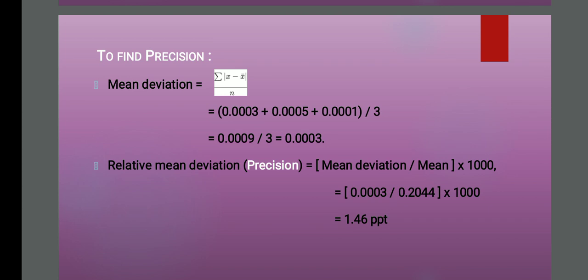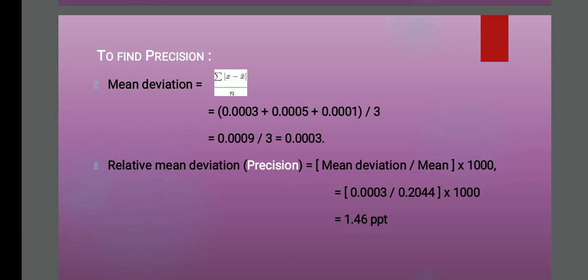Previously we have seen clearly about accuracy, and now we are going to see clearly about precision. I'll repeat, because these problems are very important and easy to calculate, so you can understand very easily as you are listening in the class. First, we have already calculated the mean value, so there is no need of repeating the same thing again. The mean value is 0.2044. Using the mean value we can find the mean deviation, because we studied the formula previously. Mean deviation is equal to the sum of xi minus x bar, divided by n.